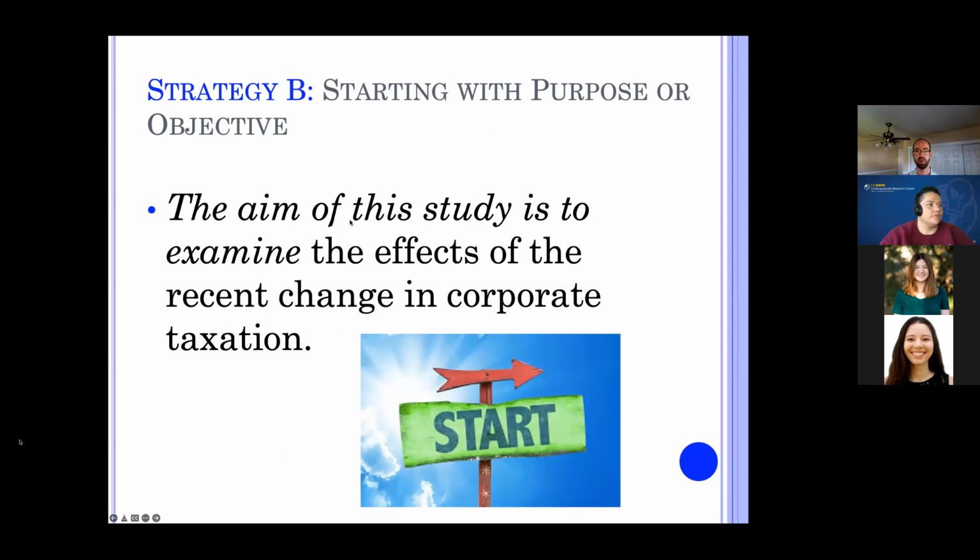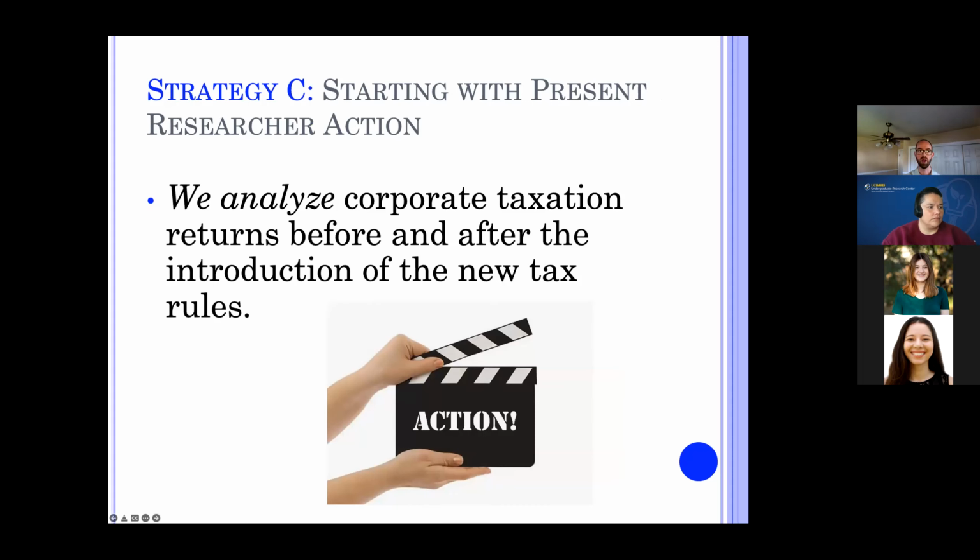Strategy B could be starting with a purpose or an objective, something like, the aim of the study is to examine X. You can jump into it pretty quickly because the whole point of the abstract is to highlight your stuff there. And then you might see a little bit of background built into that portion. Another strategy could be starting with present researcher action. An example could be, we analyze corporate taxation returns before and after the introduction of the new tax rules, right? So basically, again, saying, here's what the researchers are actually doing with this study that's represented by the abstract.